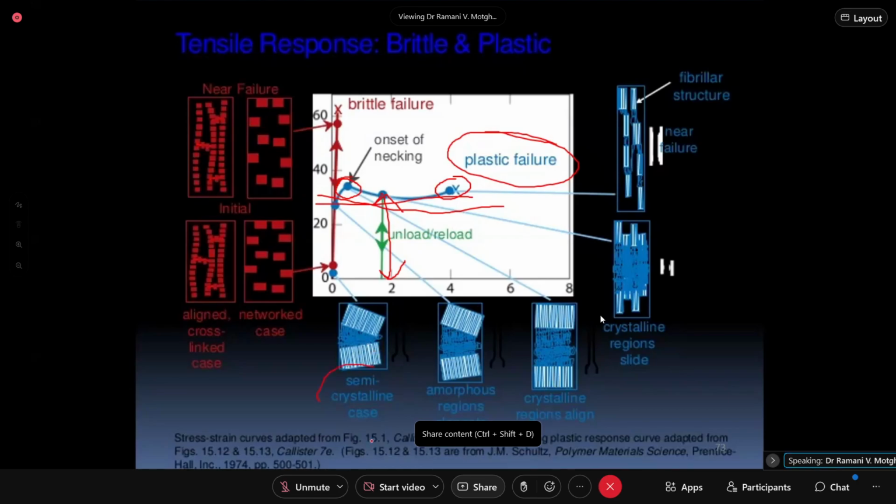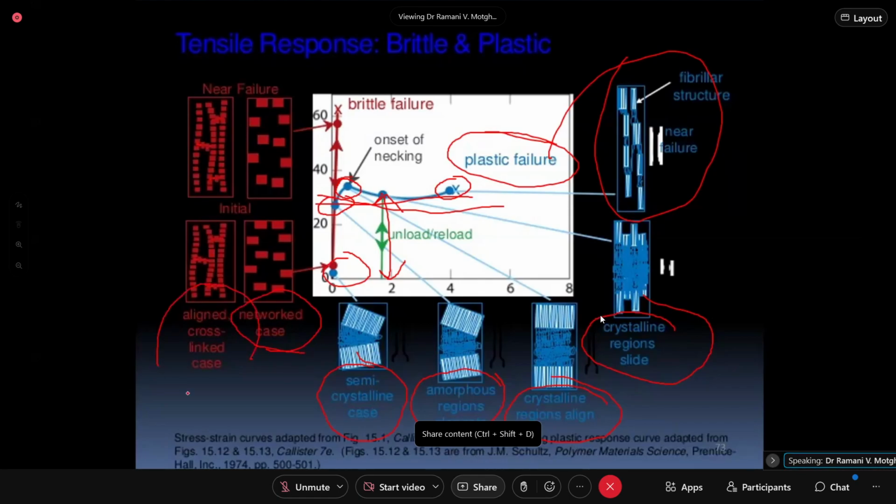So this is the semi-crystalline phase here, and this is the amorphous region. It starts elongating. Then the amorphous region goes on elongating, and finally, even the crystalline region starts arranging itself. It is no more compact like this, or has arranged itself like this. Here you see the networked case, then the aligned cross-link case, and it becomes like these are the initial ones here.